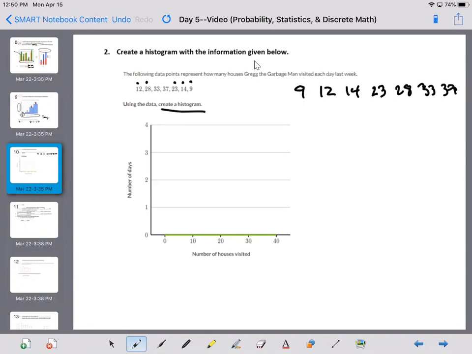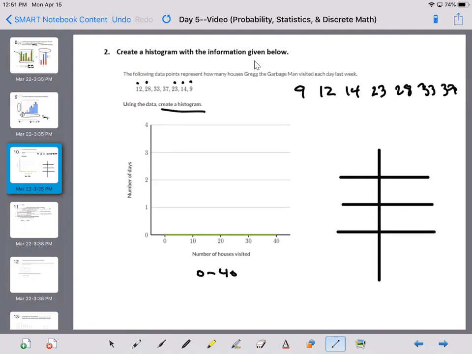So I would say I could make my range, as I did down here, from 0 to 40. So what I'm going to do is create another chart. I'm going to say from 0 to 10, how many were there? Well, there was just 1. How many from 10 to, well, it was really 0 to 9, and then 10 to 20.